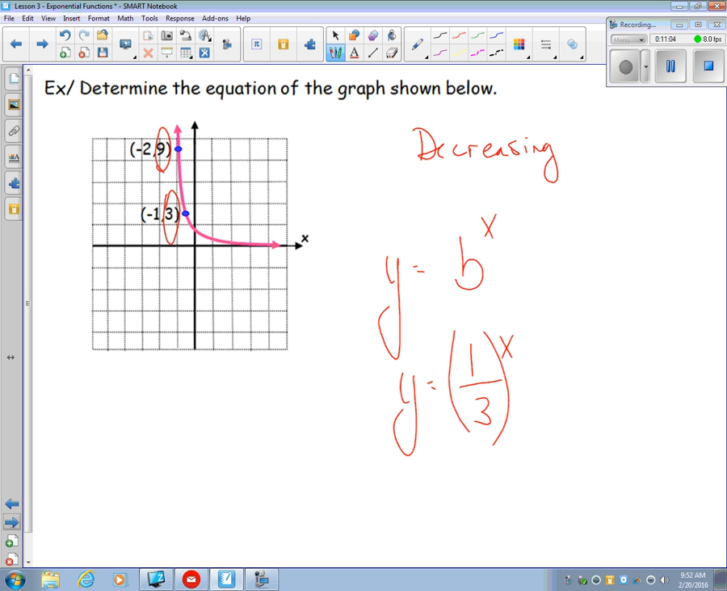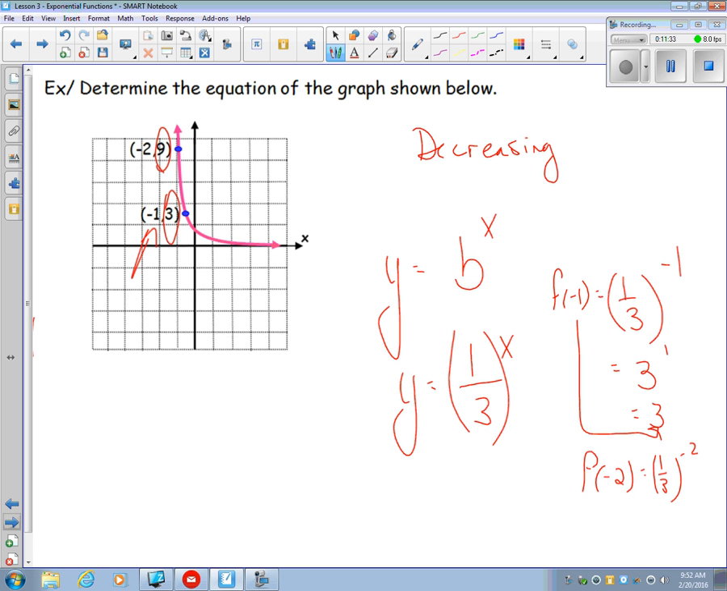Let's try this. If I took 1/3 and put it to the power of negative 1, because that's my first x over here, right? f at negative 1 would give me this. Let's see if it works. What happens to negative exponents? Just flip them over. So that becomes 3 to the... Hey, that is a point on my graph, negative 1 and 3. That seems to work. What if I tried the next one? f at negative 2 would give me 1/3 to the negative 2, which means I'd have to flip it, which means I'd get 9. And sure enough, negative 2 and 9 is a point.